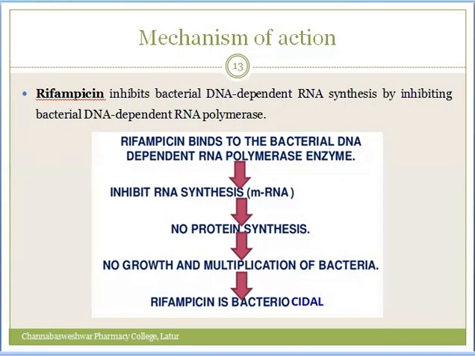But here rifampicin inhibits that DNA-dependent RNA polymerase enzyme, and hence it inhibits mRNA synthesis, and finally it inhibits protein synthesis. So look at the mechanism of action. Rifampicin binds to bacterial DNA-dependent RNA polymerase enzyme. After binding, it inhibits RNA synthesis, that is, mRNA synthesis. So due to inhibition of mRNA synthesis, no protein synthesis occurs.